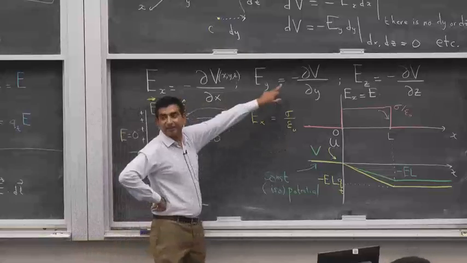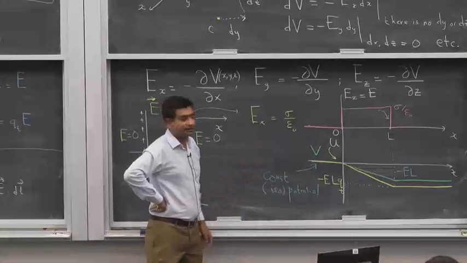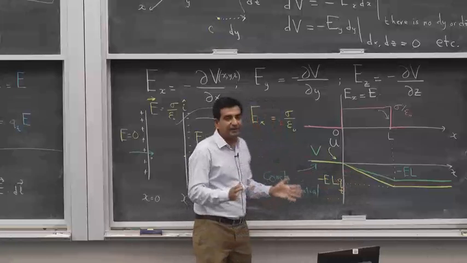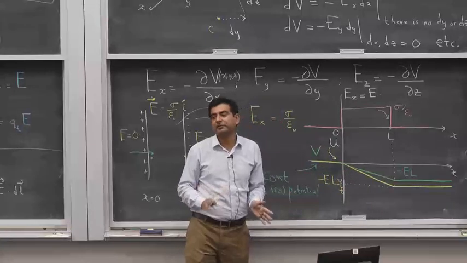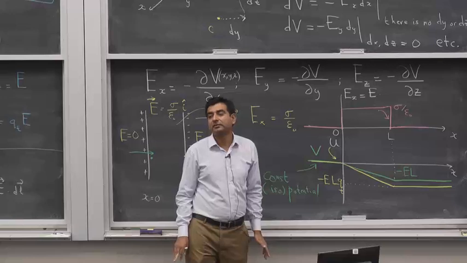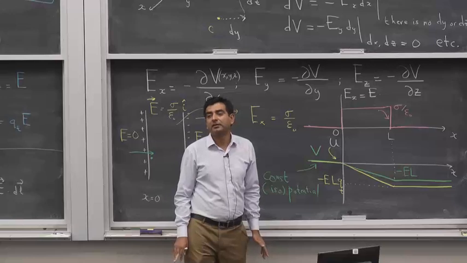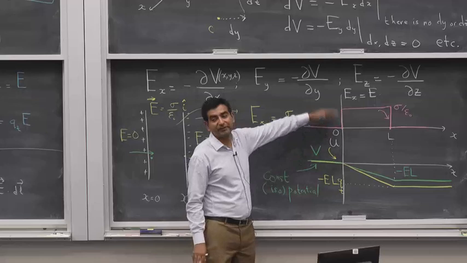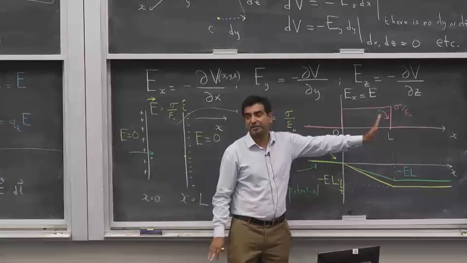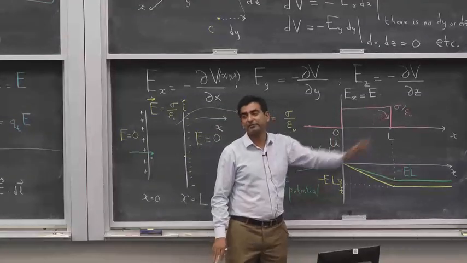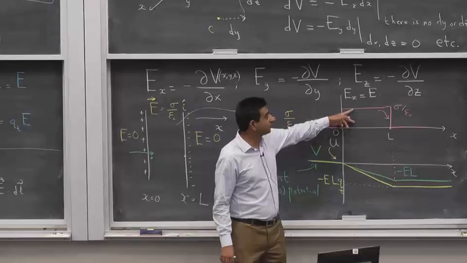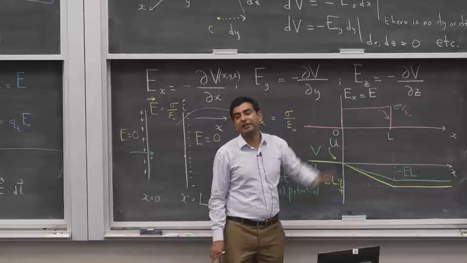Why this negative sign here? So you find the derivative and then take the negative of the derivative. But we would like to keep in the upper graph that the electric field is positive. It's in the x direction, so it's positive. So this electric field is positive because it's pointing along the x direction.